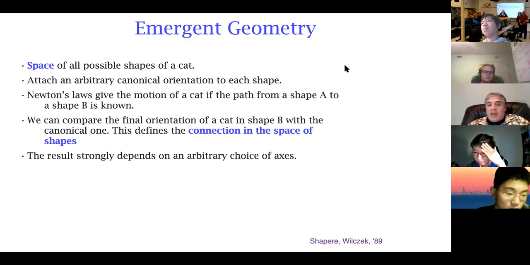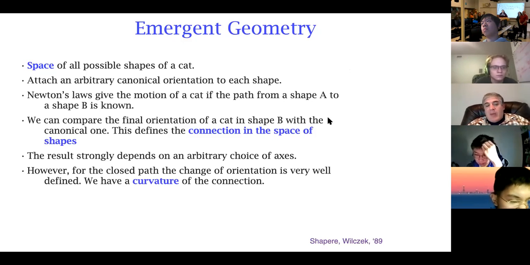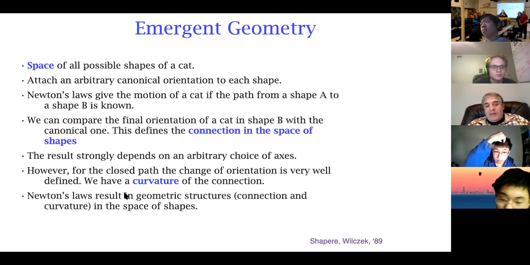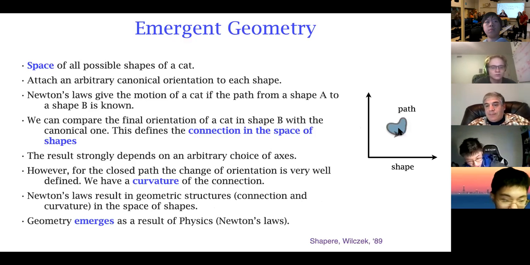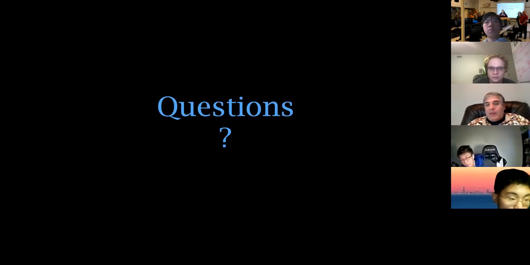The result strongly depends on the arbitrary choice of axis in the initial step. But for the closed path, the change of orientation is very well defined. We have a curvature of the connection, and the curvature does not depend on our arbitrary choice in the first place. And Newton's laws result in geometric structures, connection and curvature, in the space of shapes of a cat. Okay, so geometry in this case emerges as a result of the physics of Newton's law. Okay, so any questions?